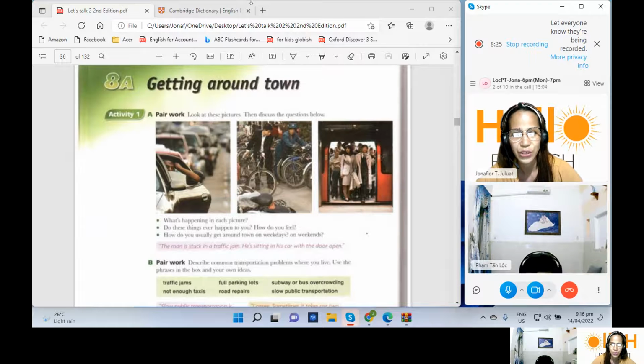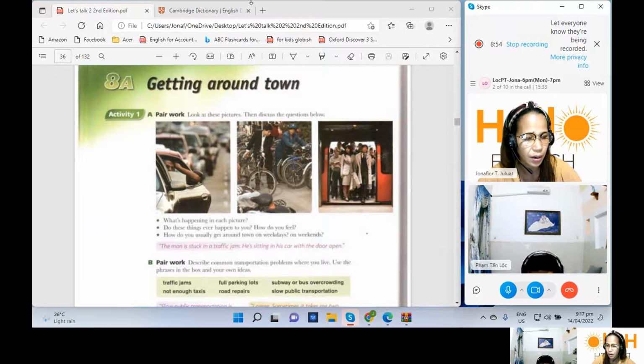How about picture number two? Picture number two, I think, yes. Everyone is on the bicycle. Yes, they are having difficulty finding a parking area for their bicycles, right? Yes. And I think it's a very bad problem.